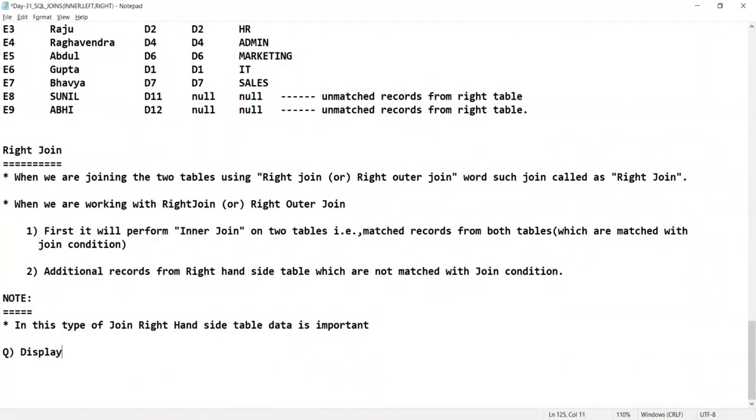Display all the departments. Display the employees. Display the employees and all the departments' related information, sir. That's all. So the query will be this one, inner join. Okay. So what is the output, sir? So this is the data.